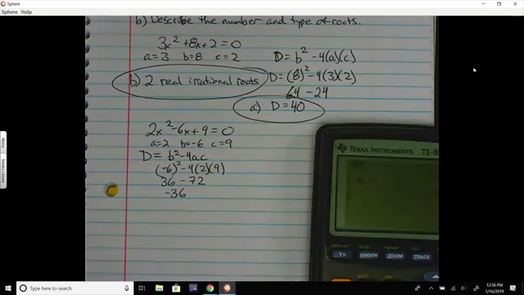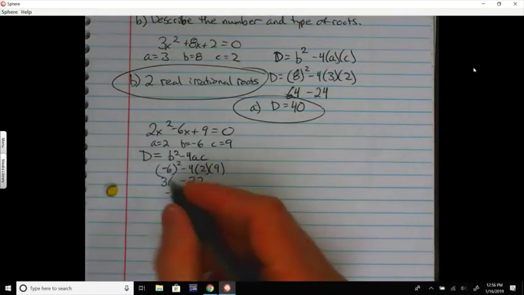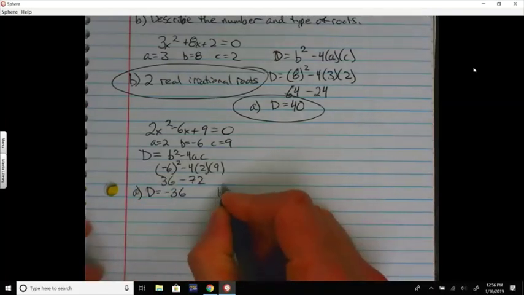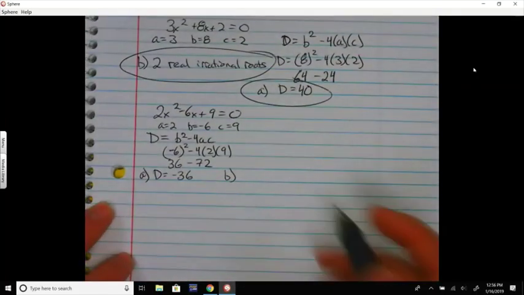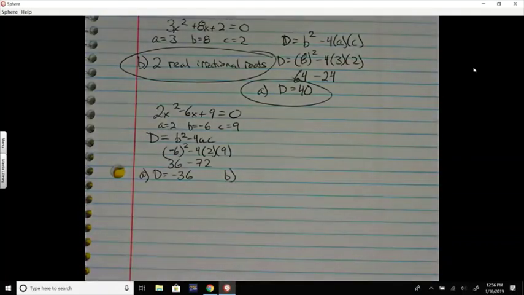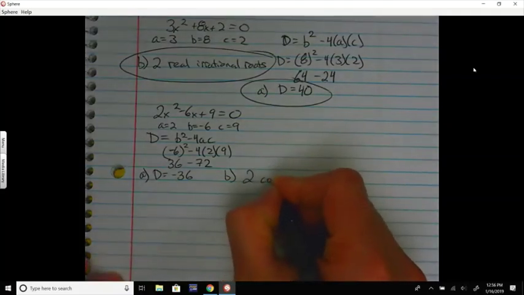So we got negative. This is our discriminant. So this would be part A. Discriminant equals negative 36. It's negative. So the square root of a negative would end up being a complex answer. So you just put two complex roots. That means we know we have imaginary, and that's all you do for that part.